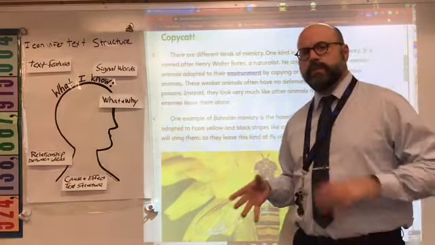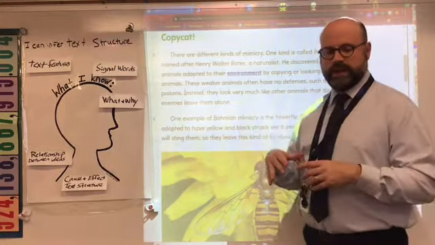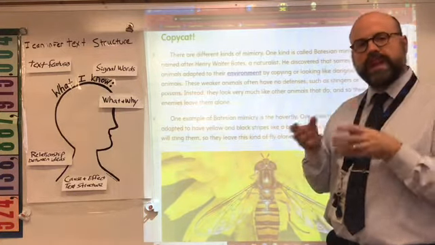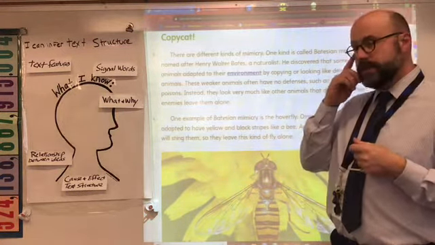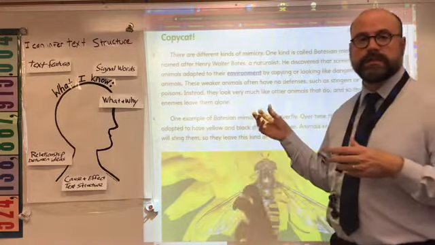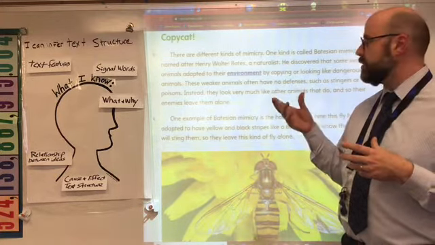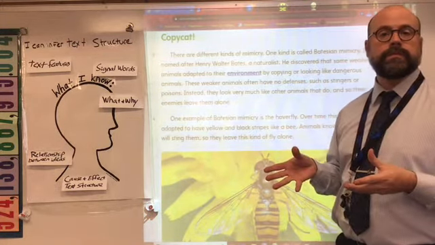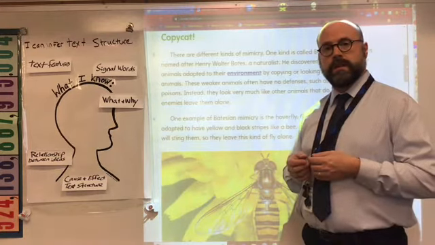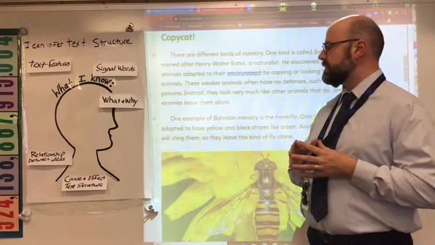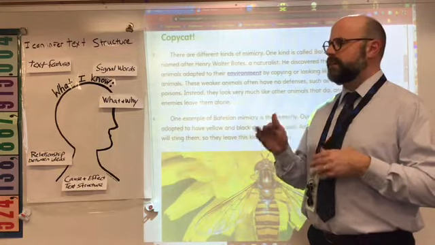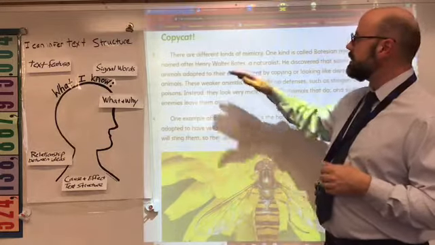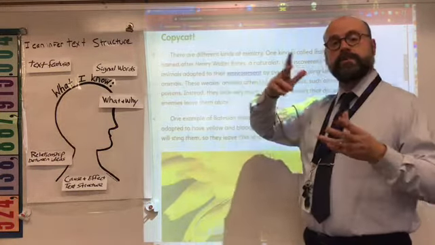Text features are put in there to help organize ideas and help you locate information in a text. So for example, if I was scrolling through this text in your MyView book, and I was researching mimicry, and I needed to find the copycat style of mimicry, you would just scroll through the text till you came to that heading, right?